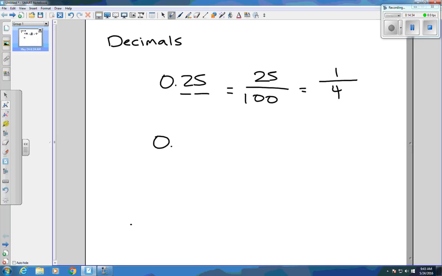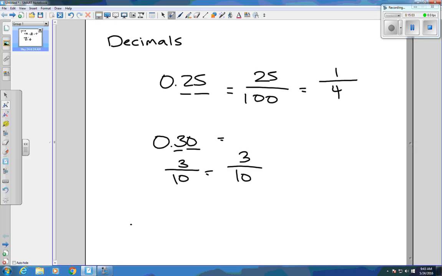Do 0.30 for me. Again, we know that this is never supposed to happen because we never have a trailing 0. But if you're confused, could you not see that this is still 3/10? You would put your 3 over your 10, and that would give you your proper fraction. Is 3/10 reduced to anything lower? No. So your answer is 3/10.